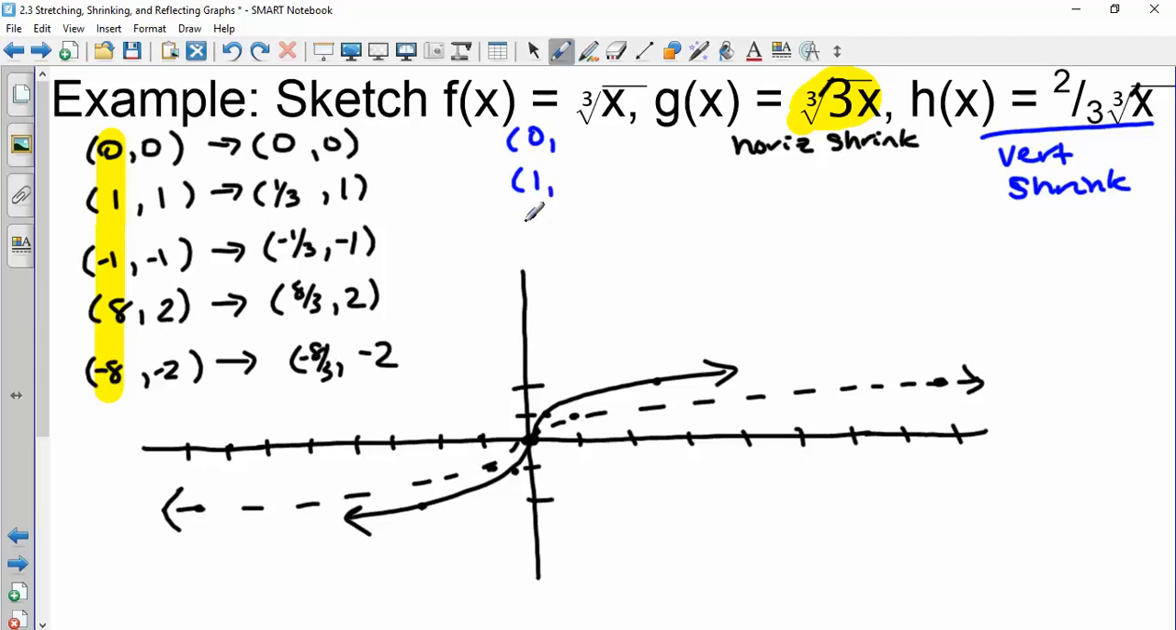So when you're doing your points, this time, outside changes y. So my x's stay the same. So I'm going to do what it says. Y times 2/3. So 0 times 2/3 is still 0. 1 times 2/3 is 2/3. Negative 1 times 2/3 is negative 2/3. 2 times 2/3 is 4/3. Negative 2 times 2/3 is negative 4/3.